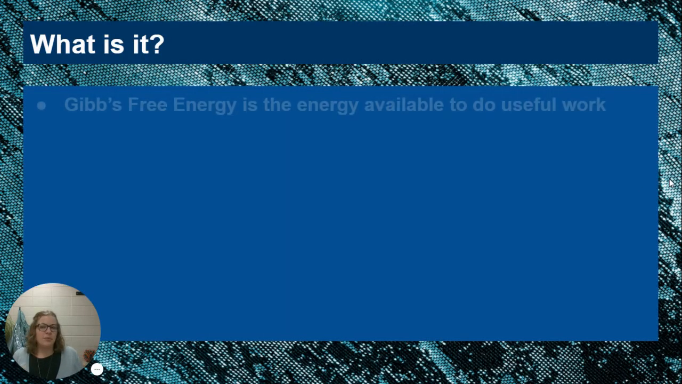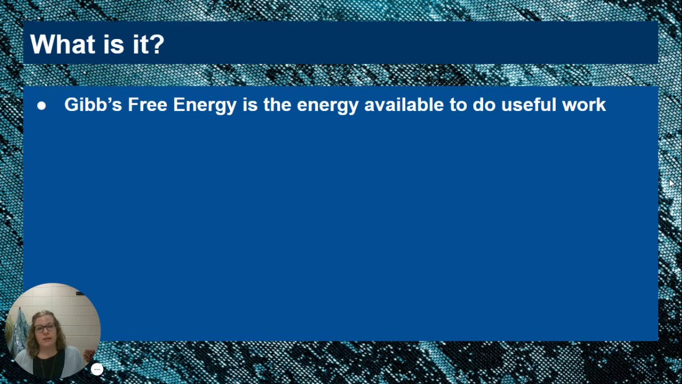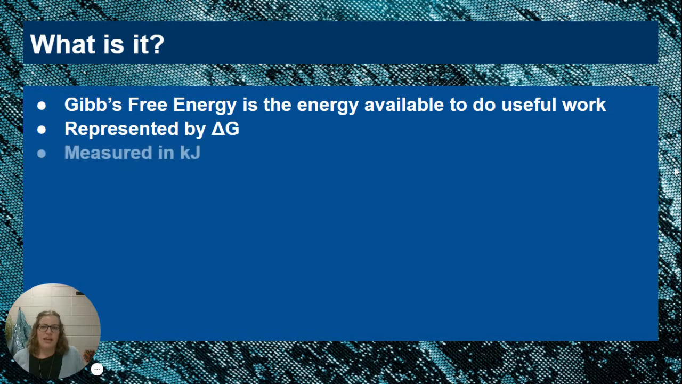So Gibbs free energy is the energy available to do useful work, like run a car engine or heat a house or those kinds of things. Basically, it's energy that's available to do something useful. And when we talk about Gibbs free energy, it's represented by a capital letter G. Finally, a letter that makes sense, right? Gibbs free energy is a capital G. It is measured in kilojoules because it is an energy value. We typically see it in kilojoules or kilojoules per mole.